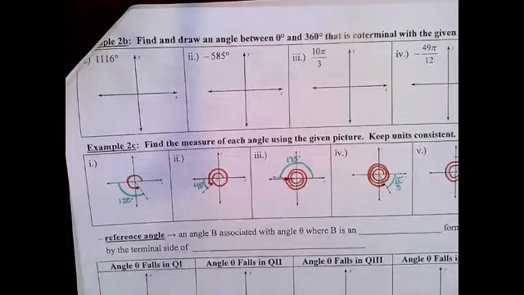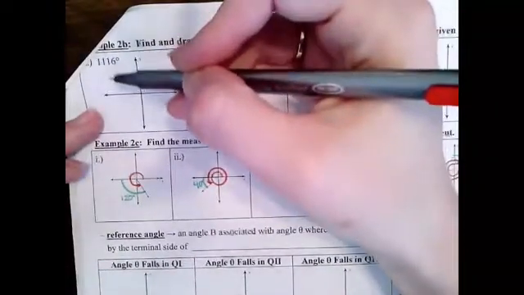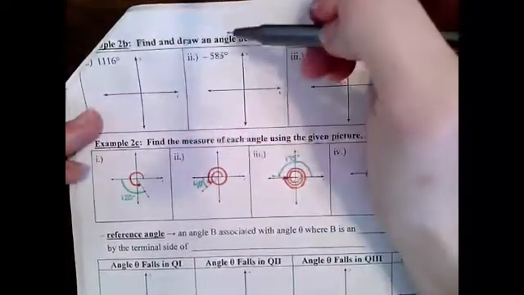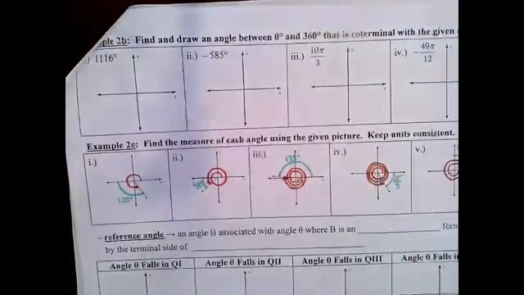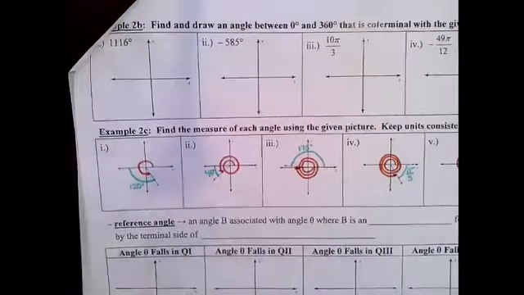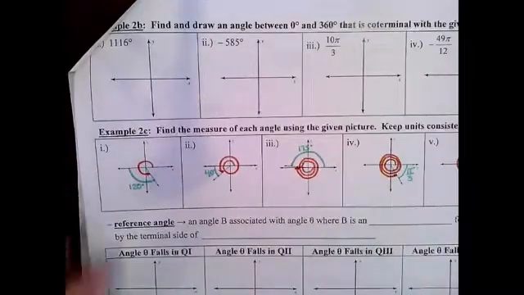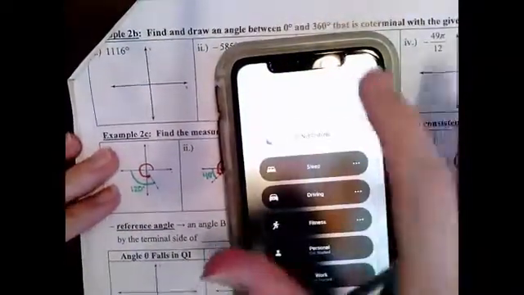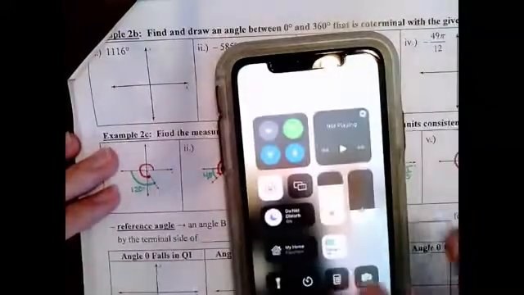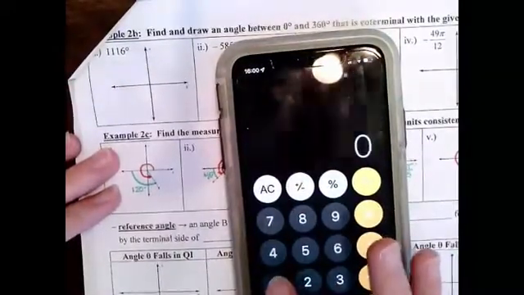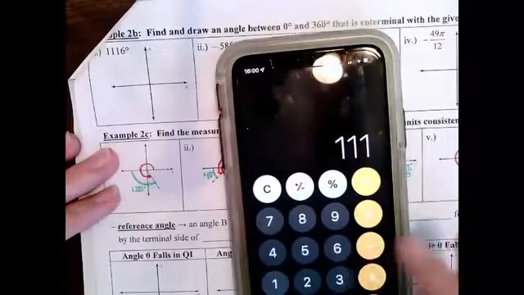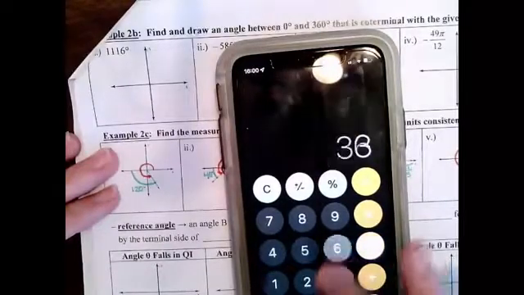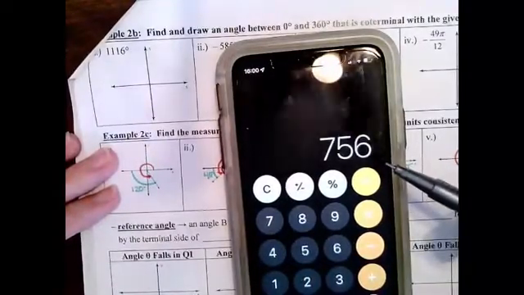Okay, so basically, guys, what you're going to do is see how many 360s you need to take away from these numbers or add to the numbers to get a number between 0 and 360. So, for example, if I'm starting at 1,116 and I minus 360, I'm still not between 0 and 360.